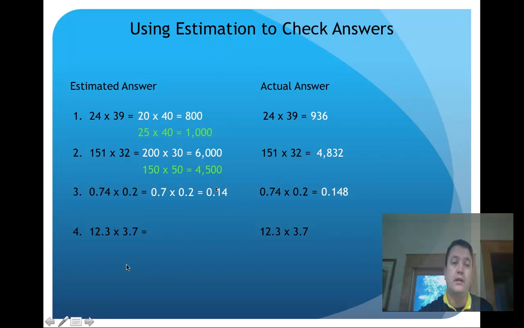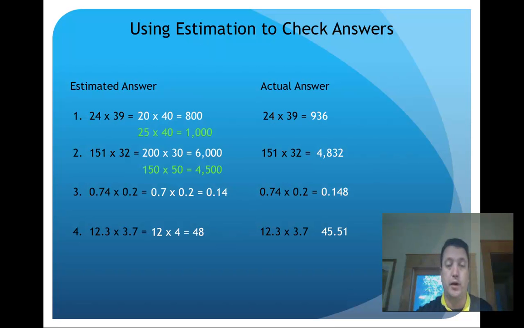Let's look at number 4 here. I've got 12 and 3 tenths times 3 and 7 tenths. So if I round those to whole numbers, I got 12 times 4, which equals 48. When I calculate out the answer over here, I get 45 and 51 hundredths. I'm less than 3 away, so I feel good about where that is. I don't feel the need to do a second estimate to see if I'm any closer.